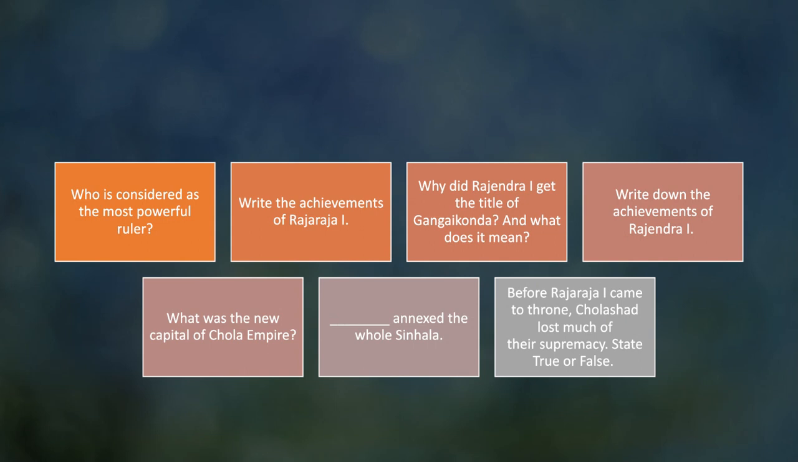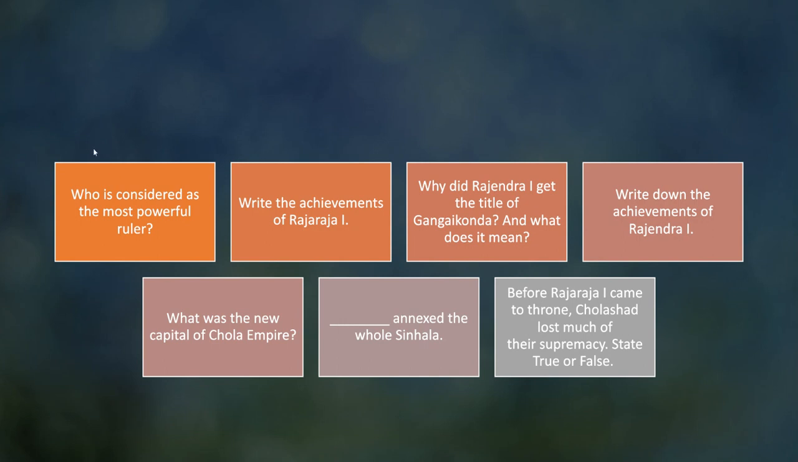Dash annexed the whole Sinhala. Before Rajaraja I came to the throne, Cholas had lost much of their supremacy. Now you need to state true or false.